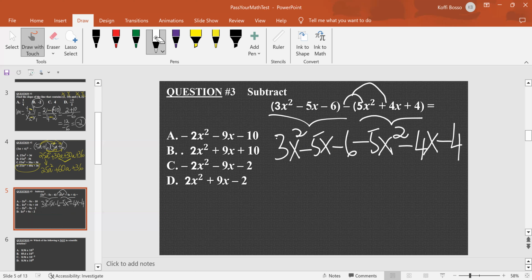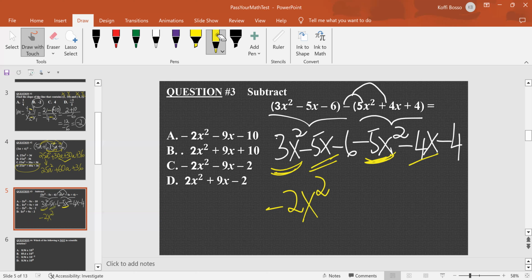The same negative sign is multiplying the 4 inside the bracket to make it negative 4. Therefore, we'll try to combine like terms. As like terms, we have a 3x squared here and a negative 5x squared. So what we'll do is 3 minus 5, which is negative 2, and then we keep the x squared. After that, we have negative 5x and negative 4x.